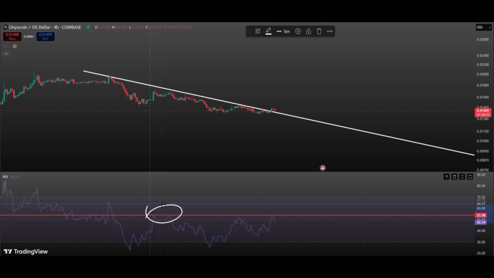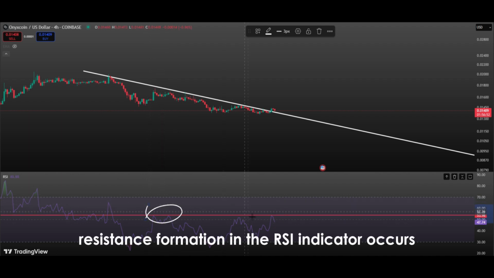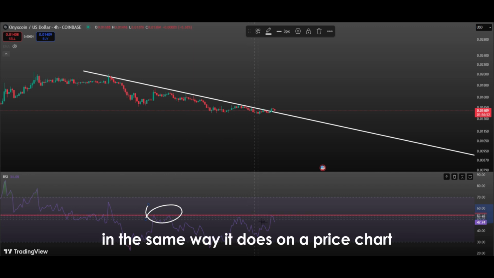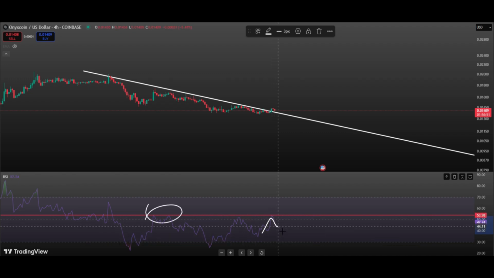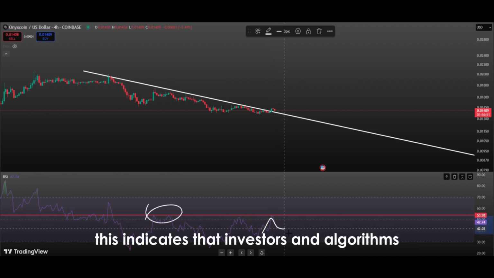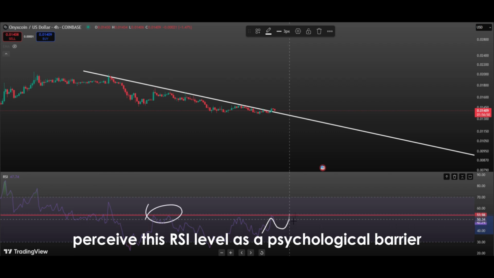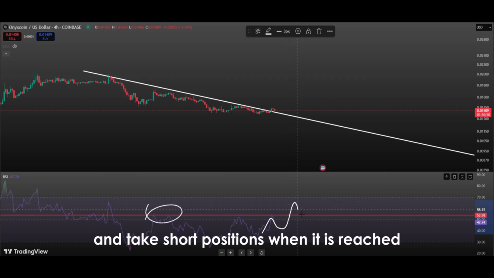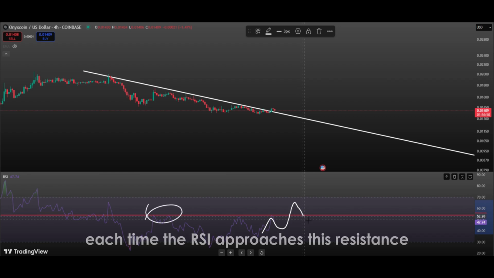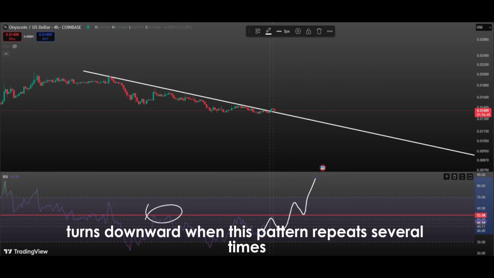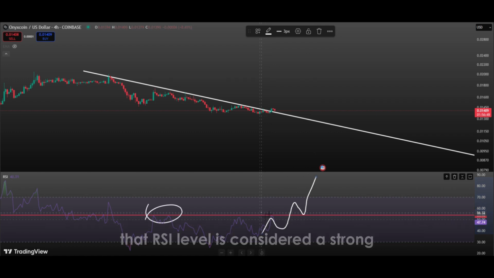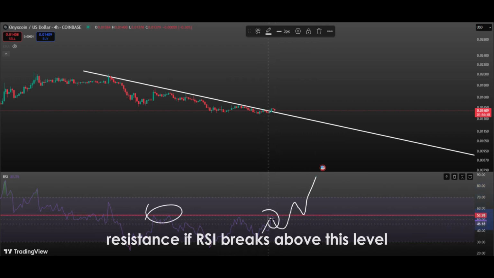First of all, resistance formation in the RSI indicator occurs in the same way it does on a price chart, when a certain level is tested repeatedly in the past but cannot be broken. This indicates that investors and algorithms perceive this RSI level as a psychological barrier and take short positions when it is reached. Each time the RSI approaches this resistance, it reacts and turns downward. When this pattern repeats several times, that RSI level is considered a strong resistance.